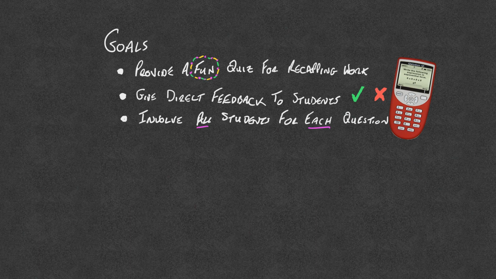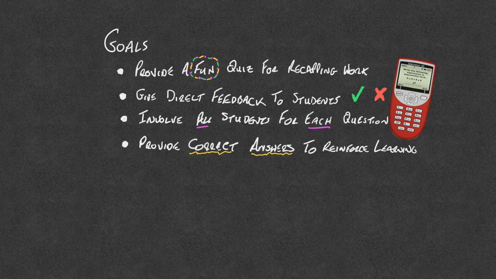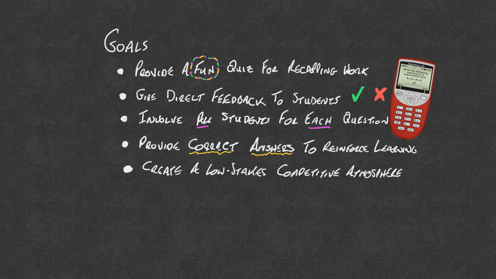The clickers also allow you to involve all the students for each and every question that you ask. It would provide correct answers on screen to reinforce learning, both for the people who had got it right and to make the people who had got it wrong just think a little bit more carefully about what had been asked. I wanted a format that would create a low-stakes competitive atmosphere with a basic leaderboard that could be anonymous if you wanted it to, or could have the students' names if you preferred that.